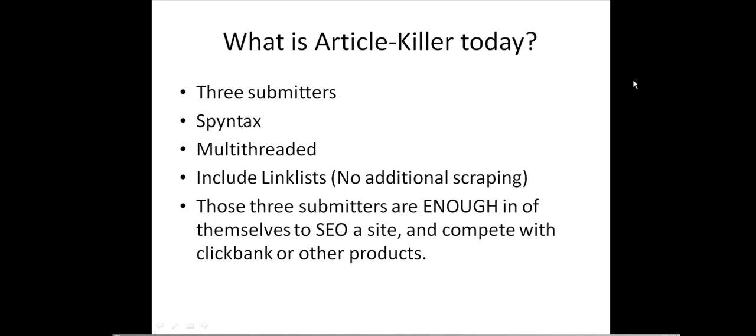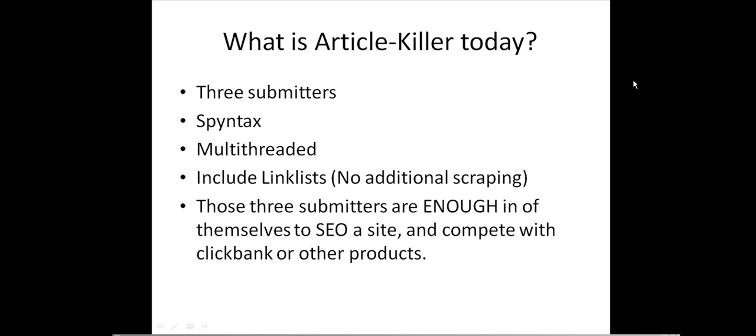All these submit spin tags, which means you can have someone write an article or write an article yourself or a piece of content that will be original every time it's submitted somewhere. They're multi-threaded, so they run very quickly. That means you're posting to more than one site at once. And they include link lists, enough link lists for you to run an entire campaign. No additional scraping. And if you want more lists, you can buy them from us, or you can scrape them yourself, but you don't need to.